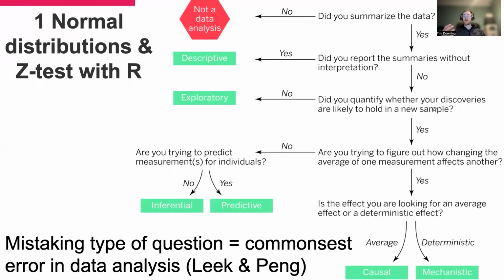And if you haven't heard me mention Leek and Peng before, this article in Science is very, very useful on what is a data analysis. And what's important to think about is that we want to summarize our data, interpret it, ideally to go beyond just description, to explore the data fully, to test whether it holds in a new sample, and then we might be able to typically have some sort of inferential model about what we're discussing. That's usually as far as we will go. There are other types of models as listed here, but they're not ones that you're likely to encounter frequently in your analysis.